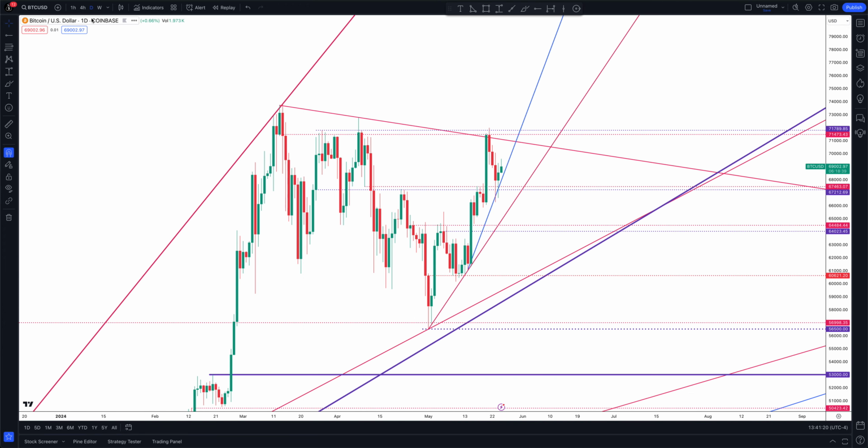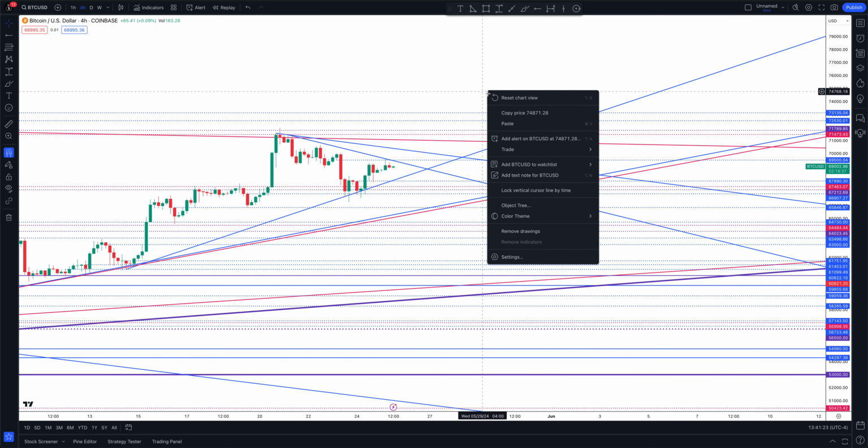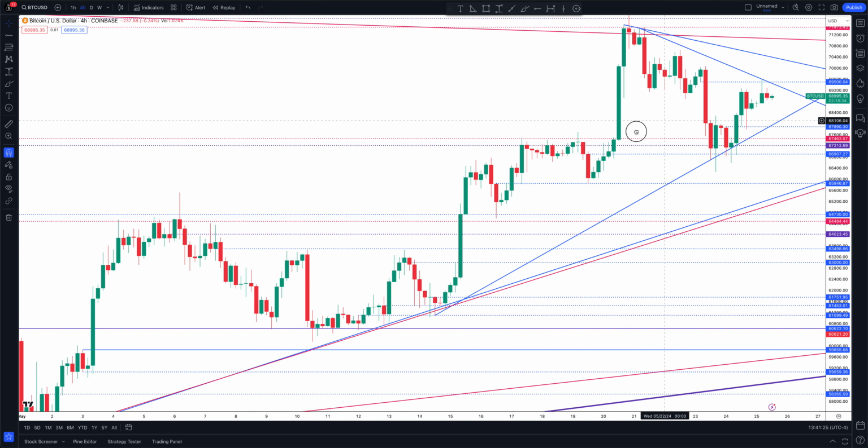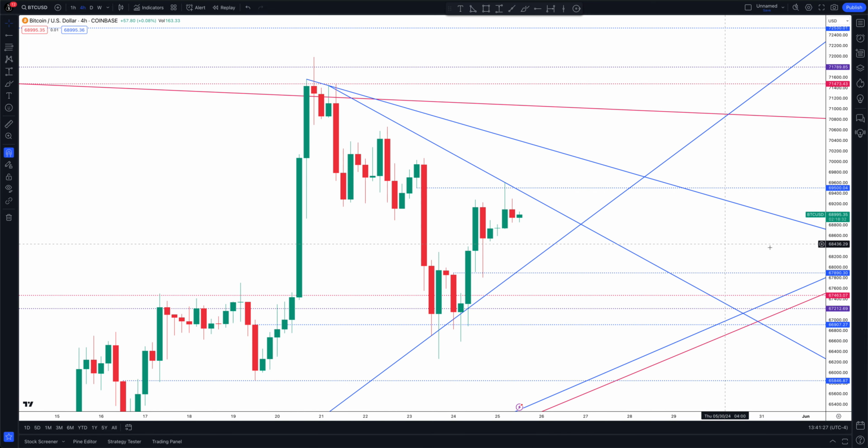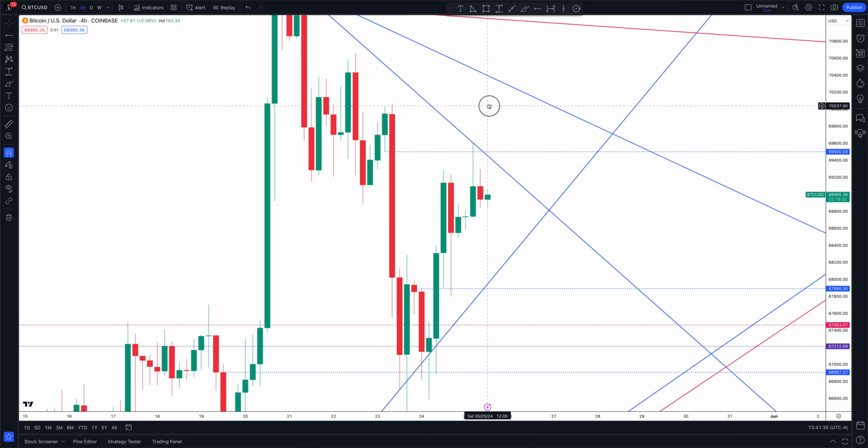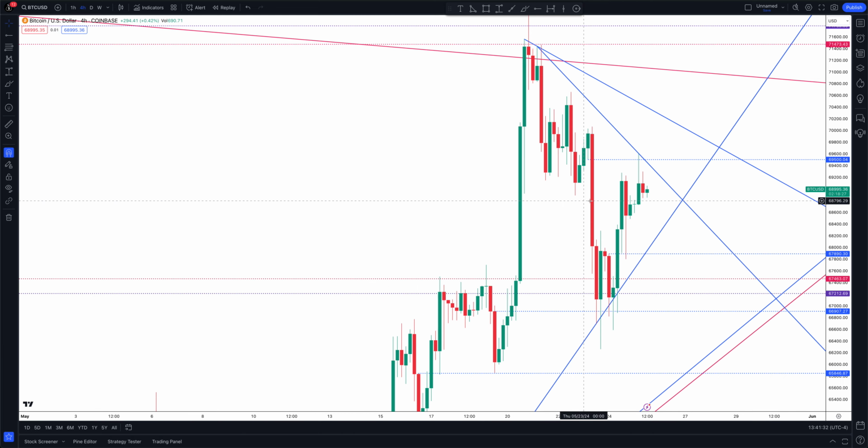So yeah, that's pretty much the Bitcoin update. Nothing really has changed. We updated a few lines and evolved some trend lines, but that's pretty much all, guys.